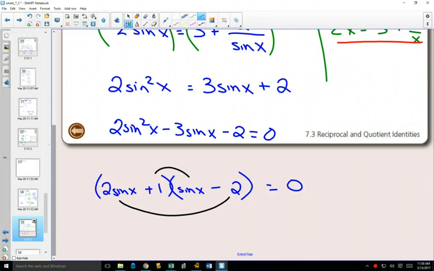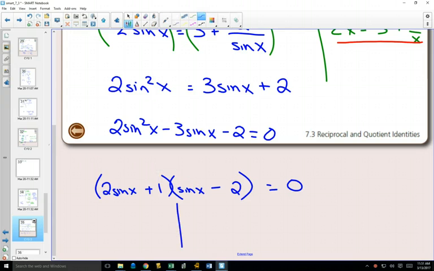Every time I do a factoring like this, after I'm done, I do a quick check. Do my first ones give me 2 sine squared? Yes. Do my last ones give me a minus 2? Because I added the signs at the end. They do, because plus 1 times minus 2 is minus 2. Does my outside and inside, when they get combined, give me minus 3? Yes. So I now know that this is the correct factoring.